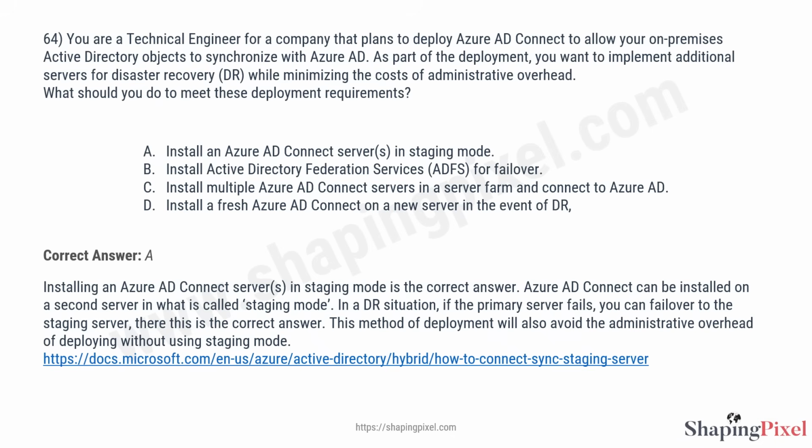Installing an Azure AD Connect server in staging mode is the correct answer. Azure AD Connect can be installed on a second server in what is called staging mode in a DR situation. If the primary server fails, you can fail over to the staging server. This is the correct answer. This method of deployment will also avoid the administrative overhead of deploying without using staging mode.